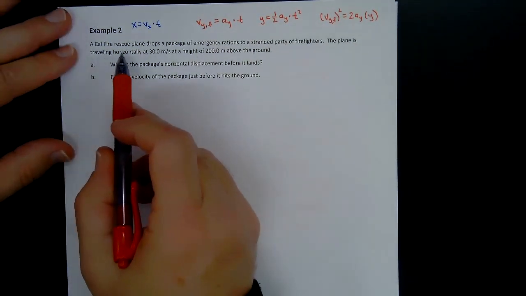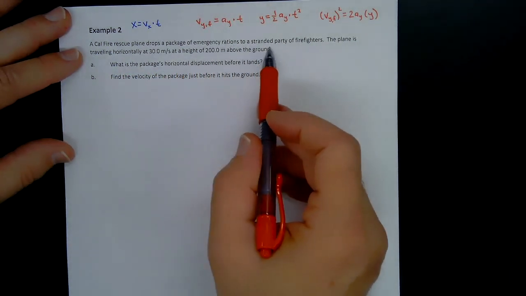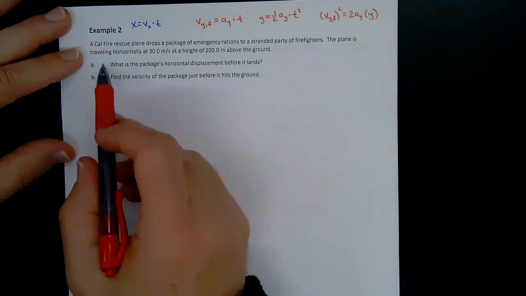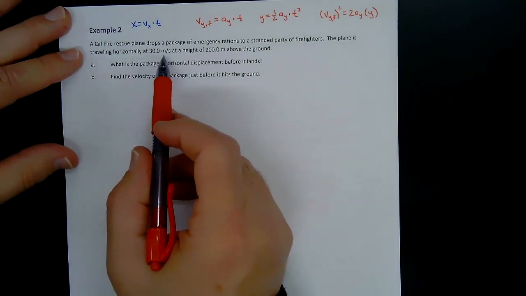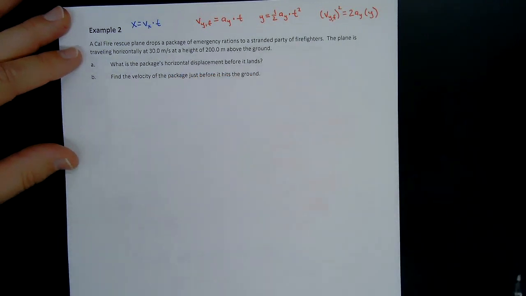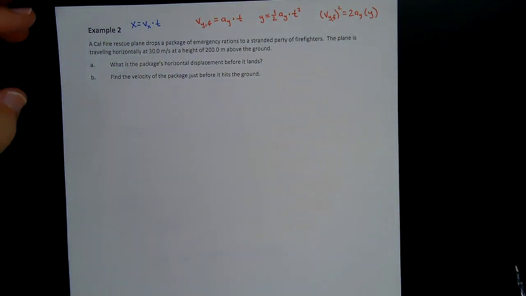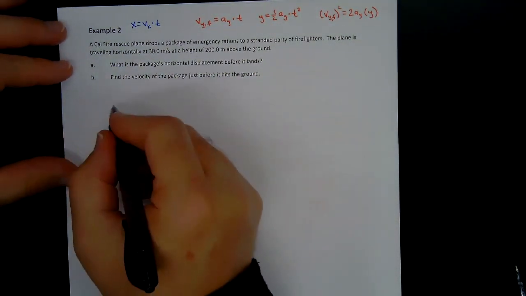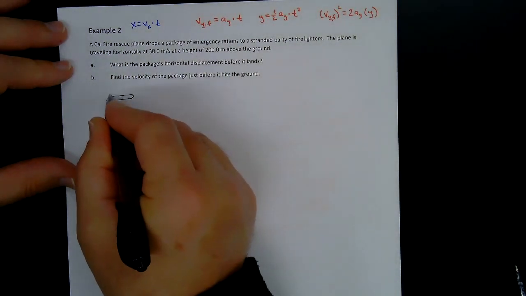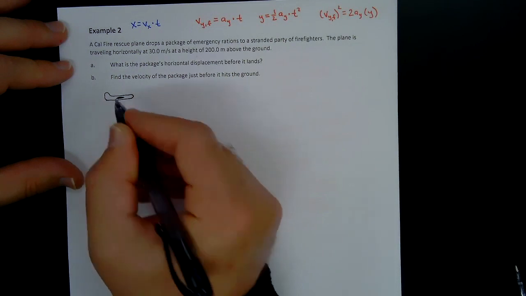A CAL FIRE rescue plane drops a package of emergency rations to a stranded party of firefighters. So if the plane is traveling horizontally at 30 meters per second at a height of 200 meters above the ground. Okay, so there's only 2 pieces of information in this, right? We have a plane, so I'm going to draw my little plane, my CAL FIRE plane. So something like this. And that's the wing.